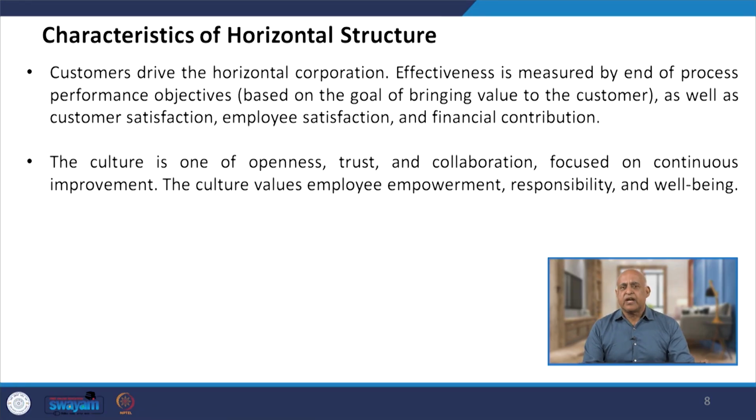Customers drive the horizontal corporation. Effectiveness is measured by end-of-process performance objectives. So, based on the goal of bringing value to the customer, customer satisfaction, employee satisfaction and financial contribution will be there. The culture is one of openness, trust and collaboration focused on continuous improvement, and here we will find the continuous improvement is making it effective for the employees also, and then in that case the culture values employee empowerment, responsibility and well-being.